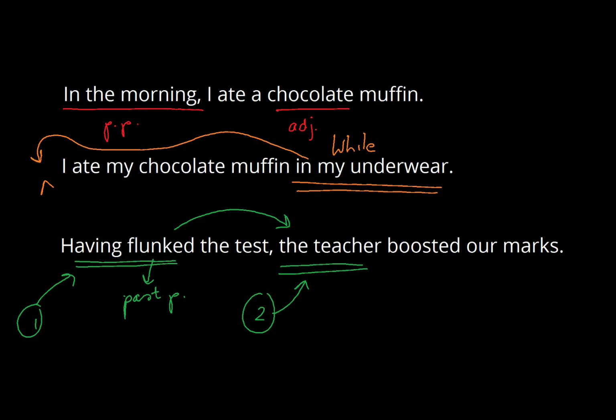The third way to change the sentence is to take this opening part and move it all towards the end. So we could say, "The teacher boosted our marks when we flunked the test." Notice though that we still have to make a bit of an adjustment here. We cannot simply take the phrase and stick it at the end and expect it to work. Whatever solution you settle on, you really have to make sure that you make some adjustments to make things read smoothly.